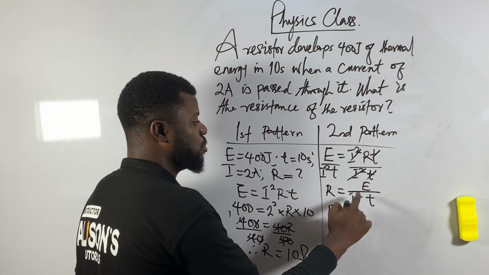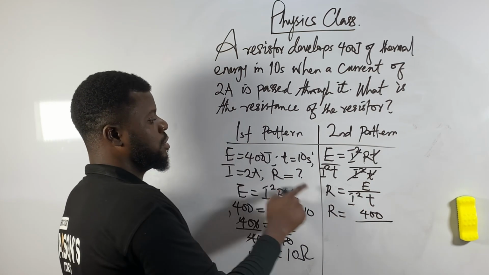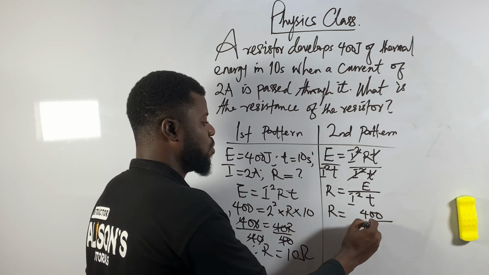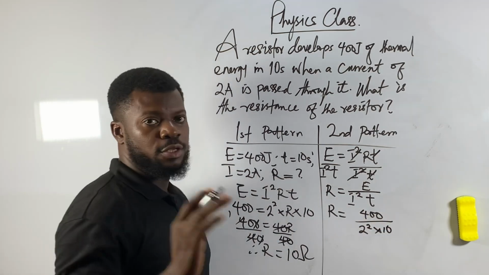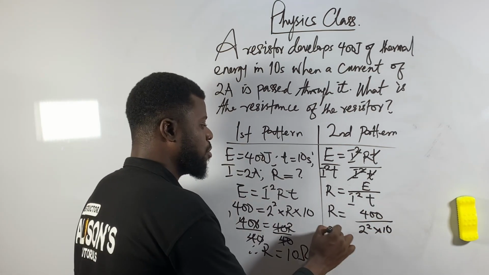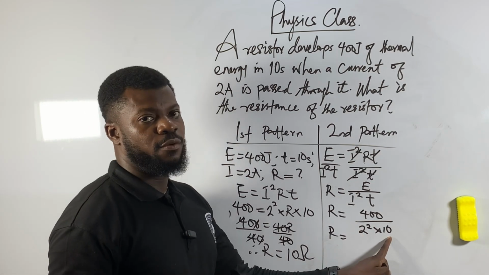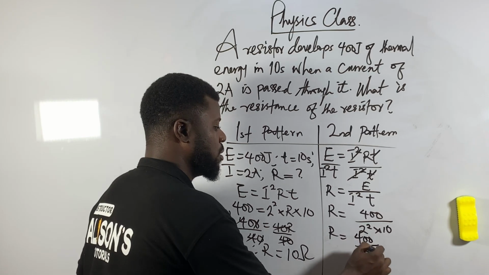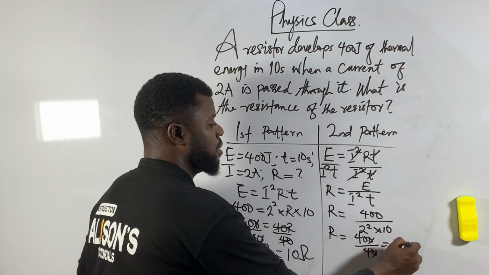R now will be equal to E, which is 400. See, E is 400. I is 2, but because of this square, you square it, times T which is 10. You grab it? So now R will be equal to 2 squared is 4. 4 times 10 is 40. So 400 over 40. This one will cancel. 40 divided by 4 will be 10.